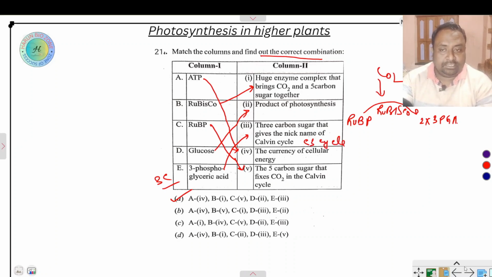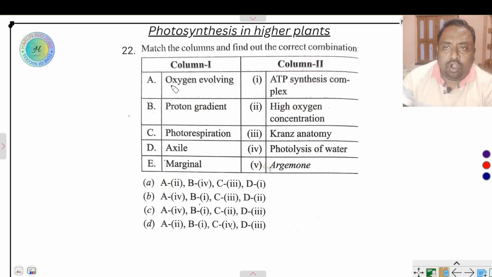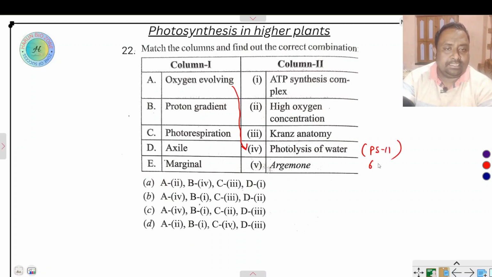Next question is oxygen evolving photolysis of water. That occurs in PS2, wavelength of light 600 nanometer. Proton gradient means ATP synthesis complex. This is the thylakoid lumen.